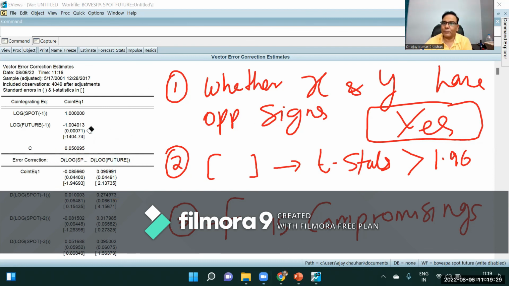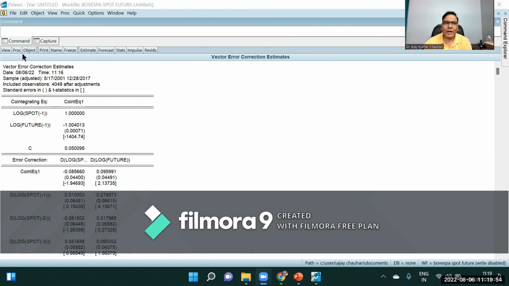Here they are similar to each other, but it is a fact that the speed of adjustment is higher in case of future and it is significant too. However, the other is not significant. So you have to analyze all these things carefully. After that, I hope you got it. After that, we can go for causality.